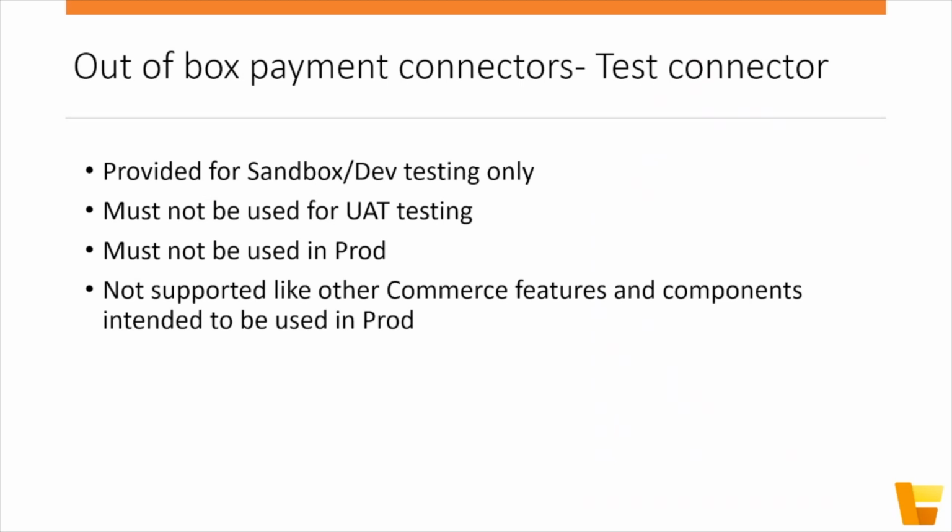I understand that in some of these locales there's not an out-of-box payment connector, so the test connector feels like a good option. And I understand that would be tough, right? So we're looking at other options there, but for now, please don't use the test connector for UAT or prod.